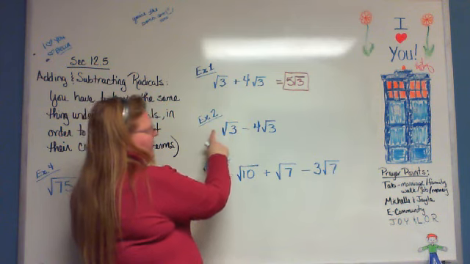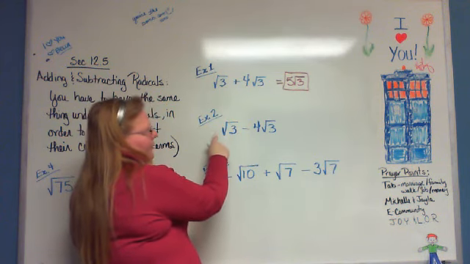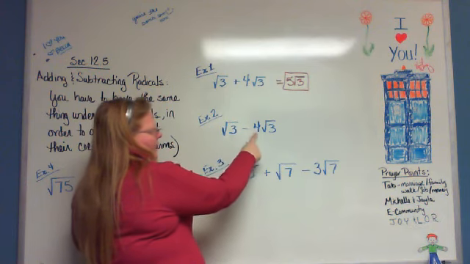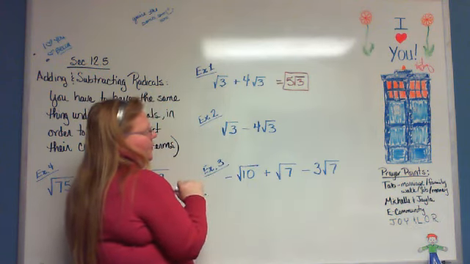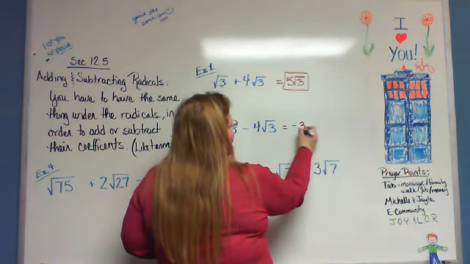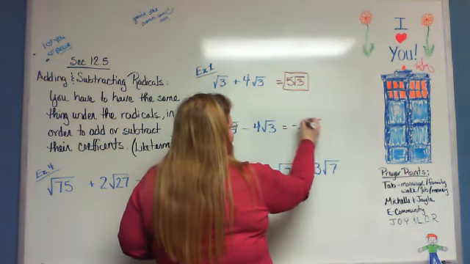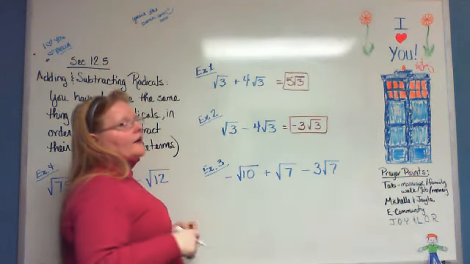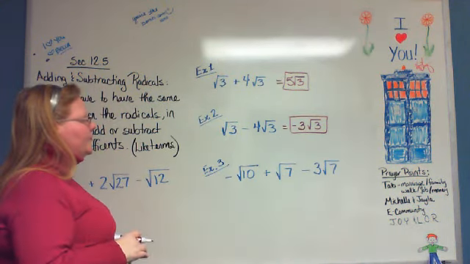Same thing here. Even though there's not a 1 written here, we know that there's 1 there. So 1 square root of 3 minus 4 square roots of 3 means you're going to be left with negative 3 square roots of 3. It's okay to have a negative on the outside. It's not okay to have one on the inside.